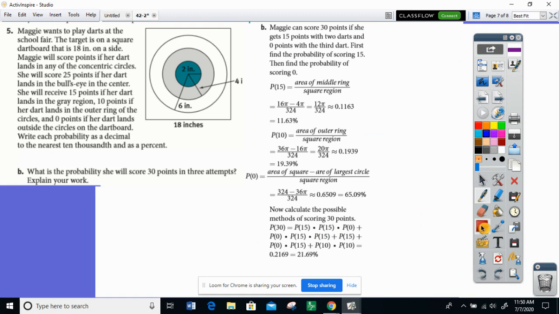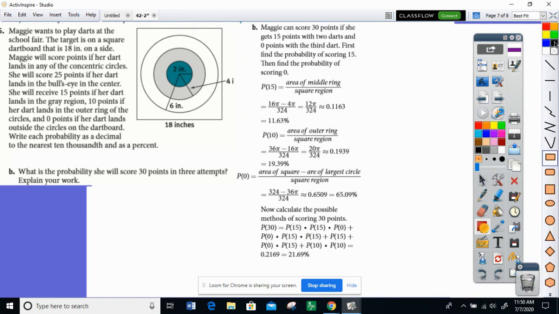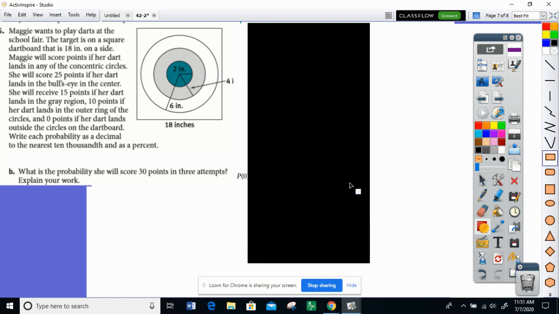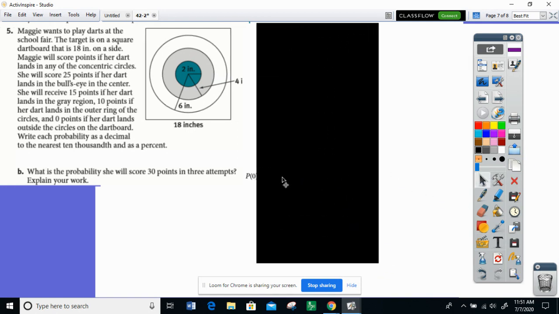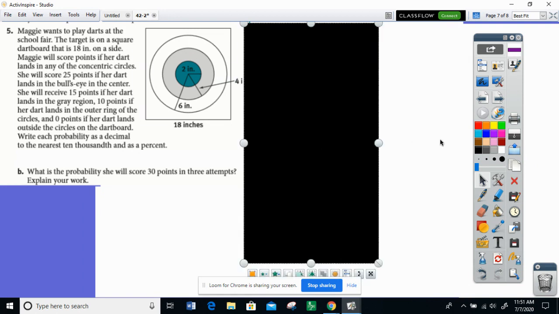Okay, so part B says, what is the probability that she will score 30 points in 3 attempts? Well, there's lots of different ways that this can happen.